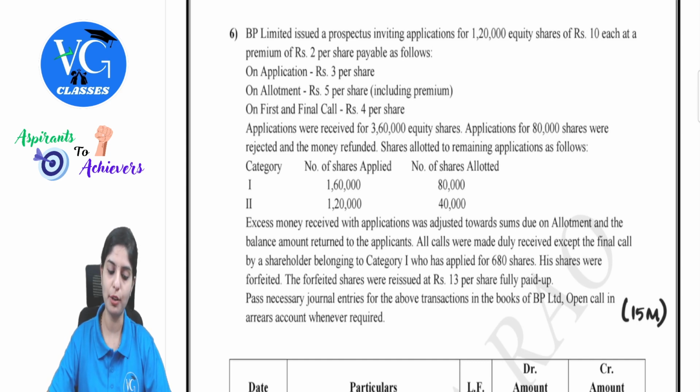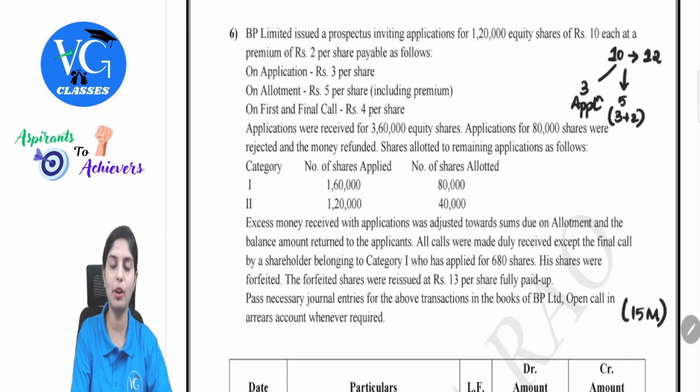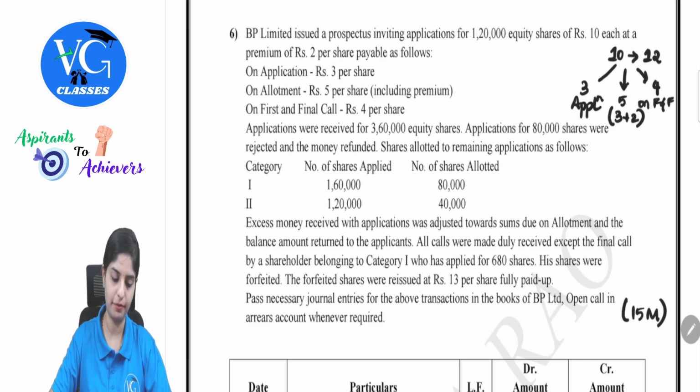BP Limited issued a prospectus inviting applications for 1,20,000 equity shares of 10 rupees each at a premium of rupees 2 per share, payable as follows. So there is a premium. 10 rupees means 12 rupees is the issue price. 3 on application. Then 5 on allotment, including premium. 2 rupees was the premium, so 3 rupees will be on allotment. And then 4 on first and final call. So this will become 12.